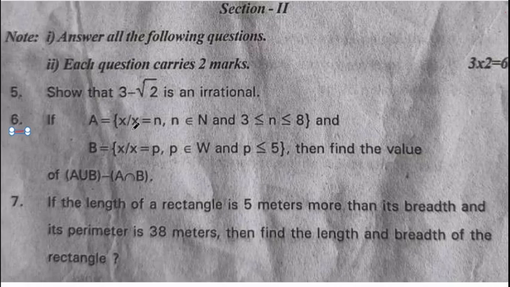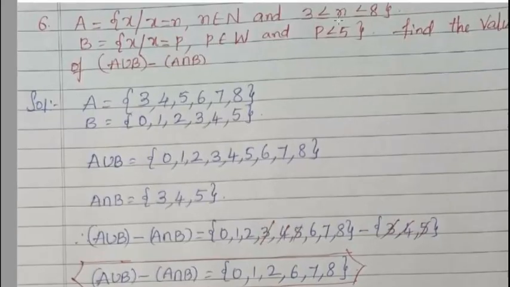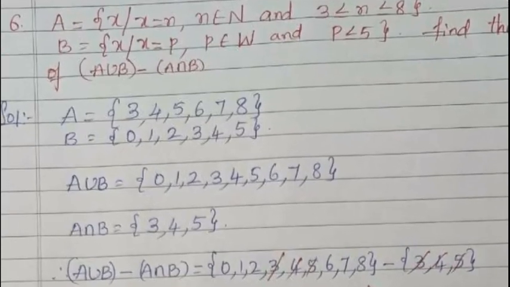Sixth question: if A = {x such that x = n, where n belongs to natural numbers, 3 is less than or equal to n less than or equal to 8}, and B = {x such that x = p, where p is a whole number, p is less than or equal to 5}, then find the value of A union B minus A intersection B. So this is in set builder form. We have to convert it into roster form, students.